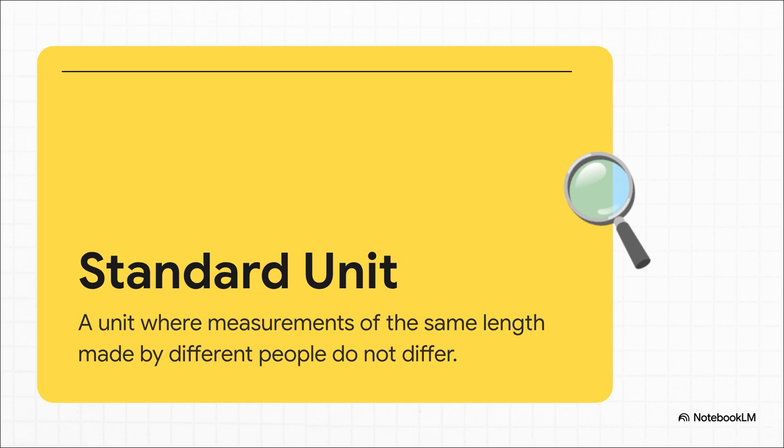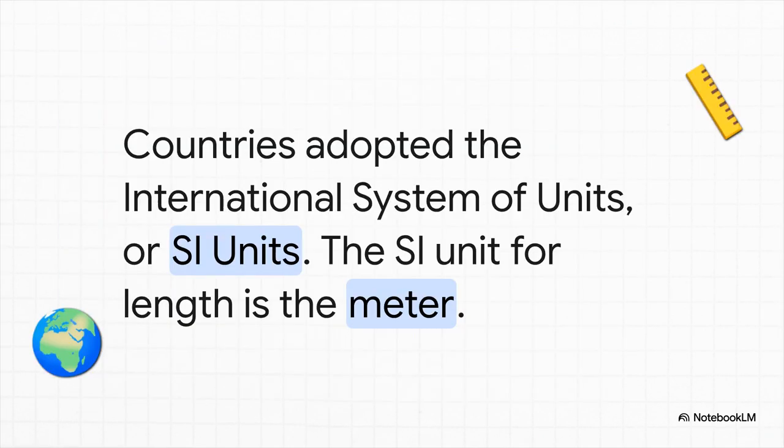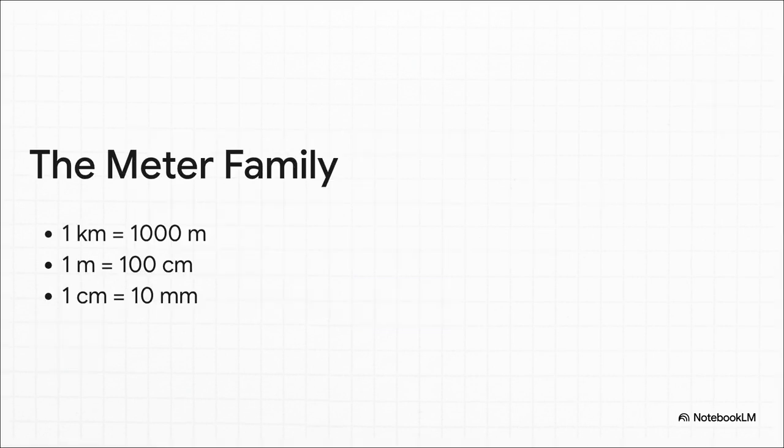And that changes everything. So to make this a reality, countries all over the world actually got together and agreed on one system. It's called the International System of Units, or SI units for short. And for measuring length, the champion, the universal standard they all shook on, is the meter. And here's the beautiful part. The meter isn't alone. It's part of a family. For really long distances, like a highway, you've got kilometers. That's just 1,000 meters. For everyday stuff, you use the meter, or maybe a centimeter, which is just 1/100th of a meter. And for teeny tiny things, you've got millimeters. It all just works. It scales up and down perfectly.